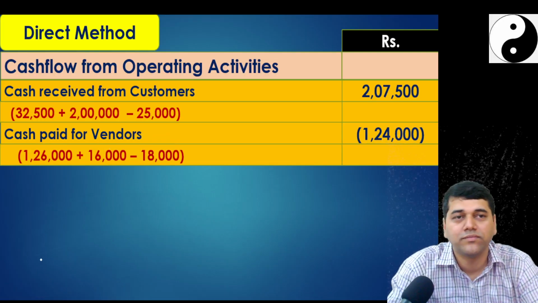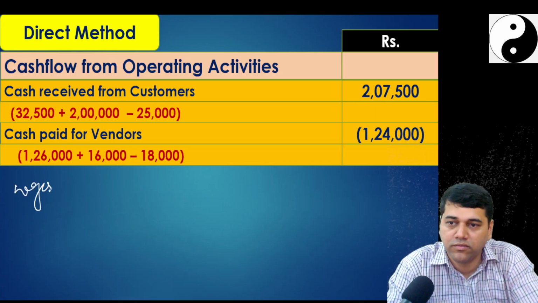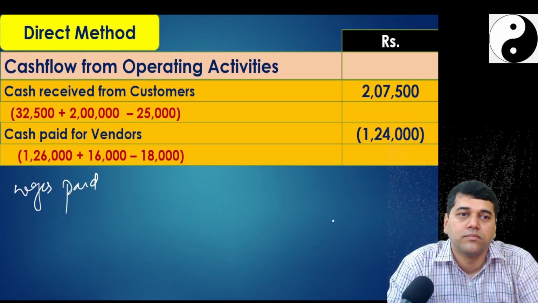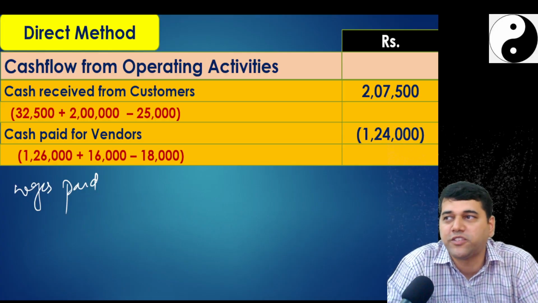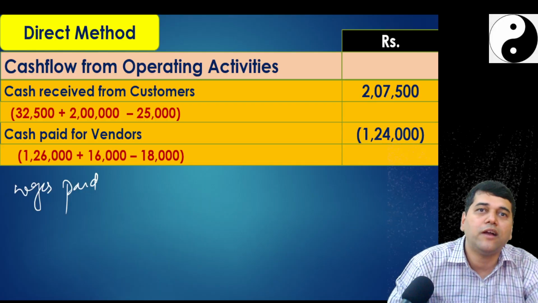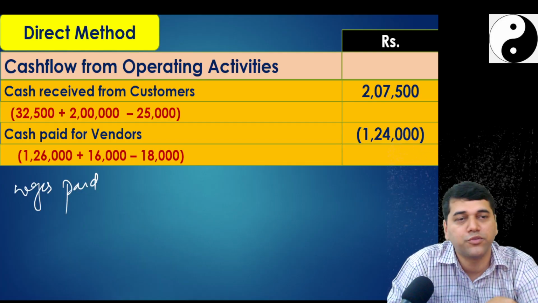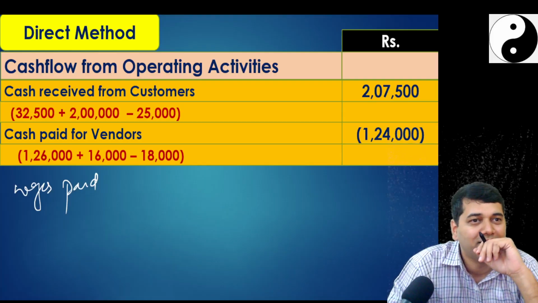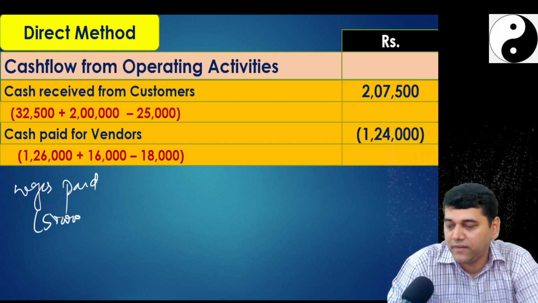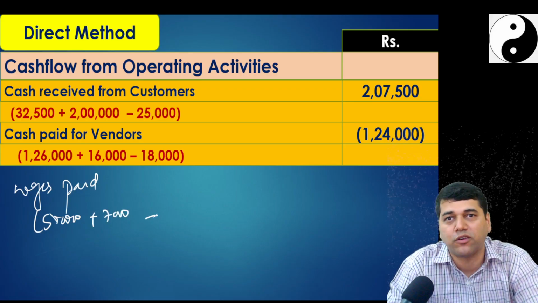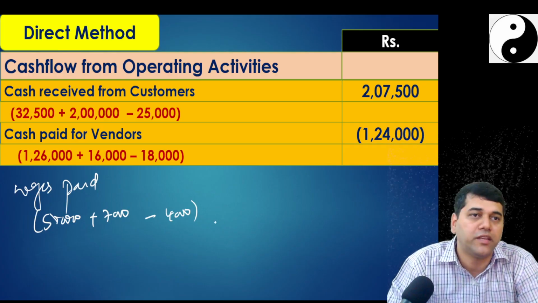Is there any other item which is related to operations? Wages. How much is wages? Again, where do you know how much wages were paid? Simply go back to the wages account. The wages account will have opening outstanding wages plus wage expenses incurred during the year minus closing wages. How much does it come to? Opening wages is 50 plus 7,000 expense incurred, which you see in the P&L account, minus 4,000.